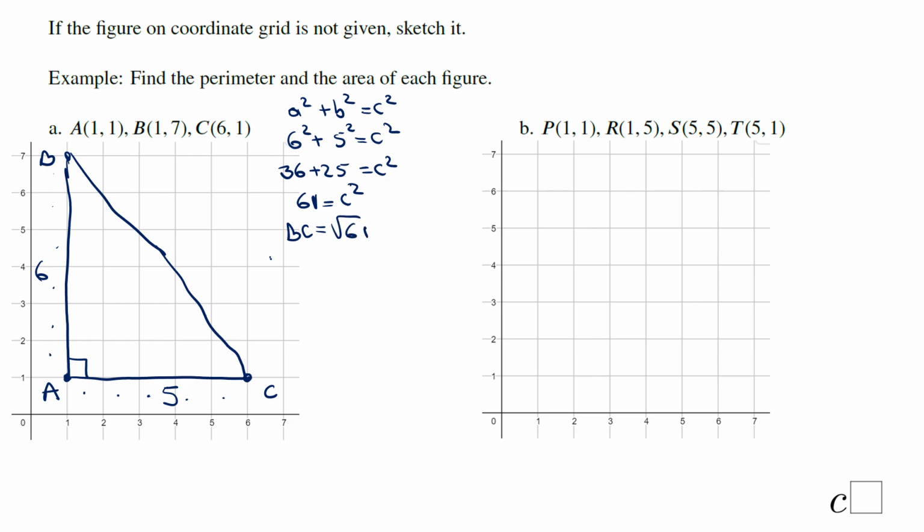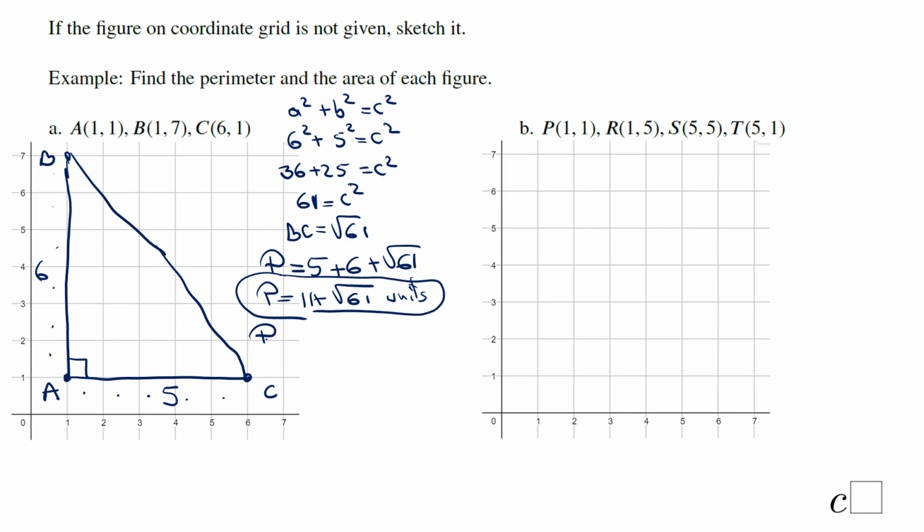So now we can find the perimeter. If you remember the perimeter, we add all these sides. We have 5, we have 6, and we have this square root of 61. So the perimeter will be 5 plus 6, 11 plus square root of 61. This is the exact answer, units. If you want an approximation, is 11 plus the square root of 61, 18.8 rounded to the nearest tenth.